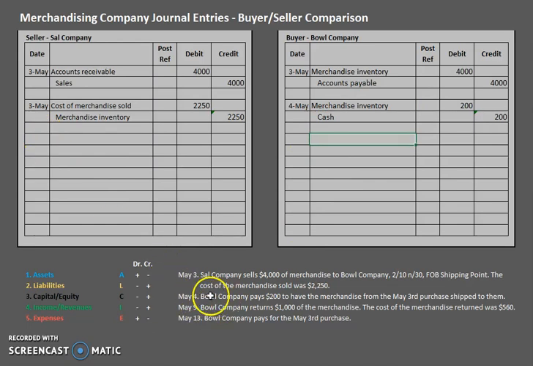Does the seller know anything about this? Would they have to record anything? No. So for May 4th, the seller does not have an entry. It just applies to the buyer.